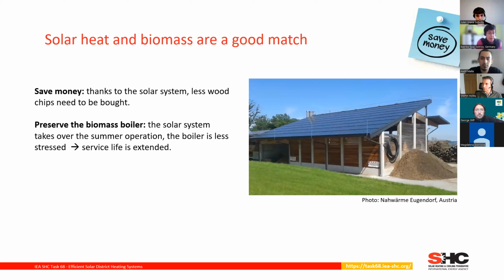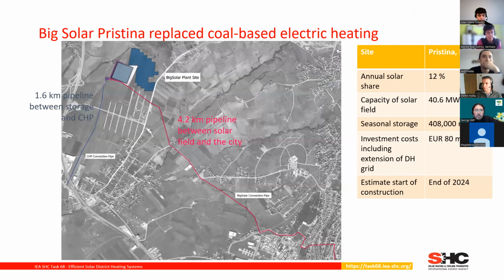Biomass and solar heat is actually a very good match, mainly for 2 reasons. The solar saves you a lot of wood in summer, which is also a cost-saving issue. And you have a good time in summer because the boiler can be in standby over the 3 months, since solar can cover the whole load of your district heating grid, and you have time to do the service of your boiler. So this combination is used a lot in Austria and Sweden at the moment.